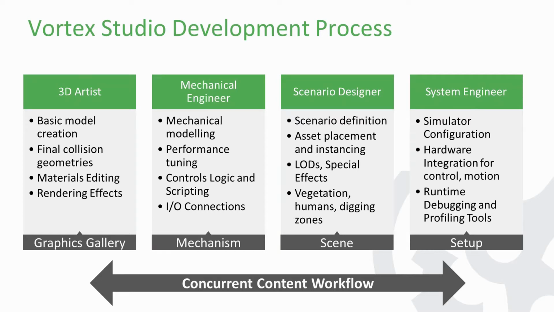And then they all come together because the 3D artist will hand over the graphic gallery to the mechanical engineer, and the mechanical engineer will simply replace the graphic gallery in his mechanism with the new one, and then the model will be updated. If he wants to see additional changes, he can now export the model back to a 3D modeling format and hand it over to the artist. The artist can make additional changes, put it in a graphic gallery, and send it back to the mechanical engineer. That way we've got a flow between the various workers on the project. And meanwhile, of course, the system engineer can use the setup editor to prepare his configuration file and test for hardware integration for control and motion, and run his debugging tool.